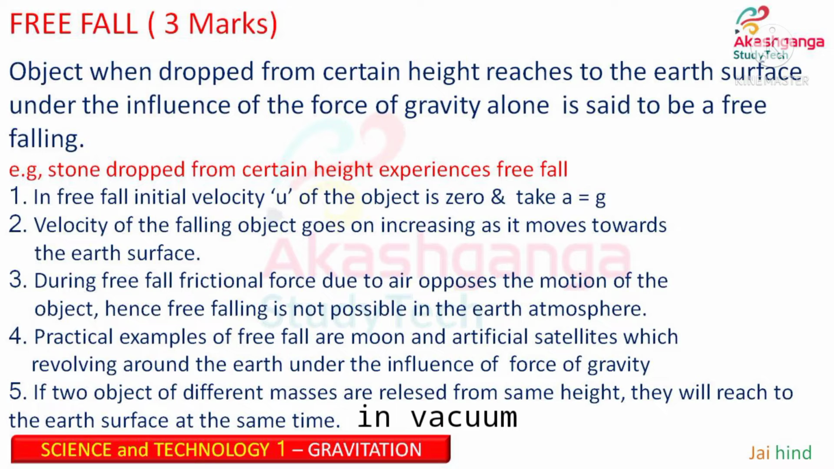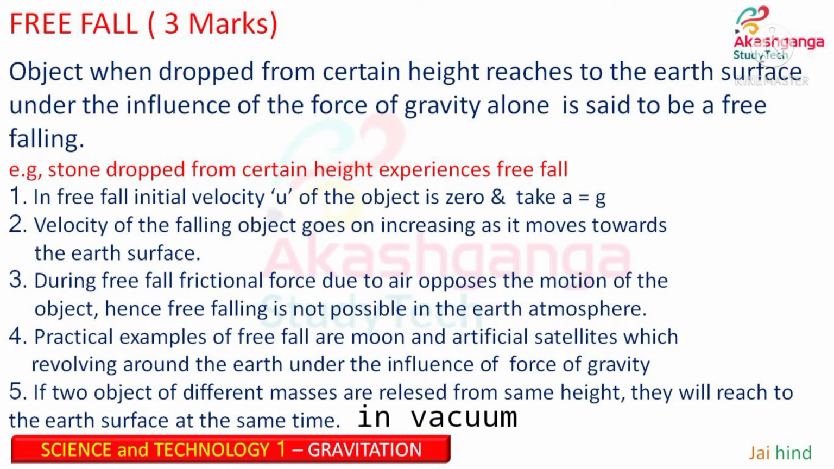It means that when we are releasing some object from a certain height, as already described in the definition, that object experiences free fall. But in the atmosphere there are lots of gases and small dust particles, so those particles or the air try to oppose the object which is falling down, or the frictional force of the air opposes the motion of the object, hence free falling is not possible in the atmosphere.